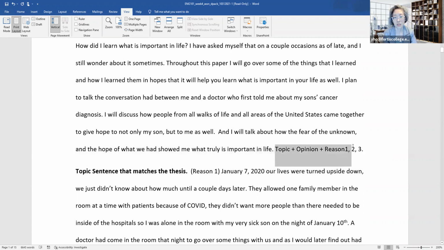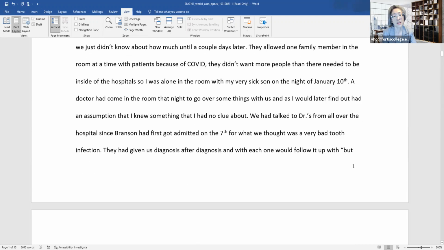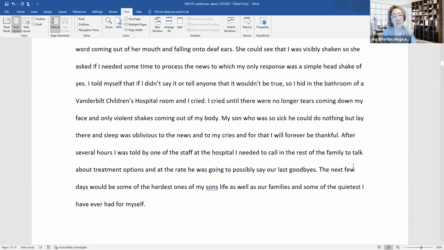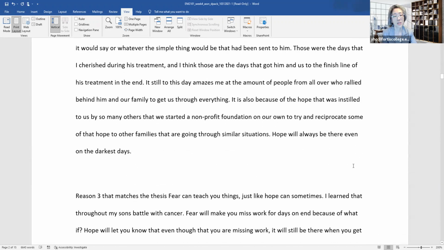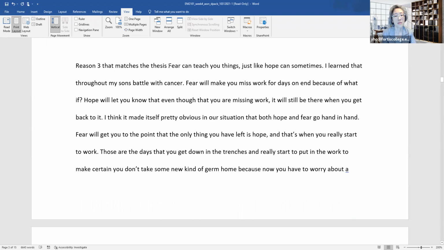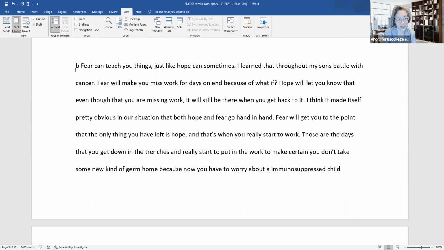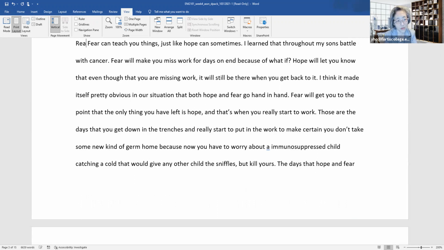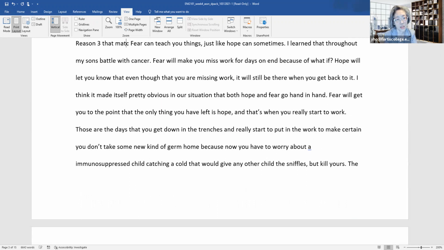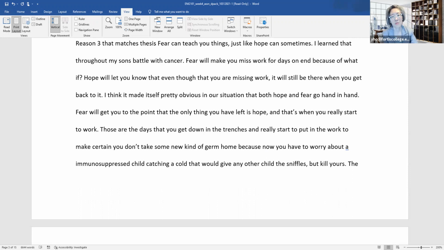And so hopefully this bolds. And anyway, I'm not going to bother bolding. So that's the thesis. And then these are the topic sentences that match each thesis. Okay, that matches the thesis. Okay, so reason three matches the thesis. I won't bother to, but you get the idea.